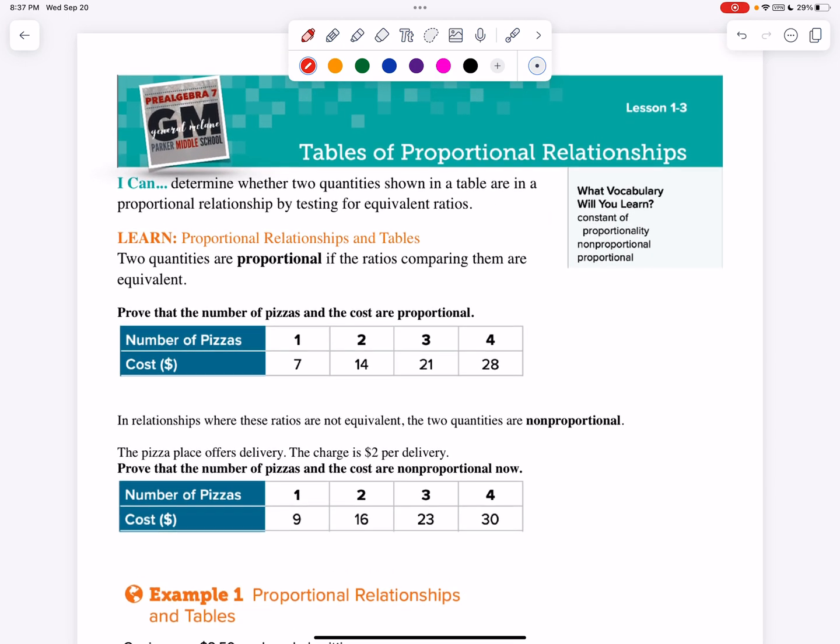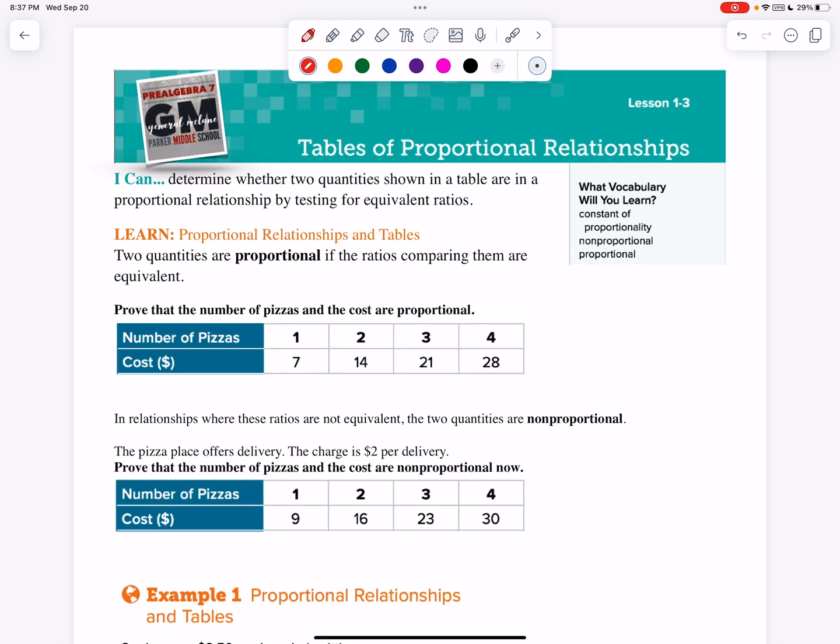All right, your I can. We want to determine whether quantities in a table show a proportional relationship by just testing for equivalent ratios. So we'll walk you through that. Your vocabulary today, something really new to you, is constant of proportionality. You'll see it's not as complicated as it sounds.